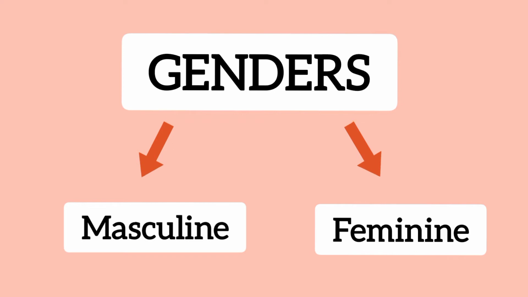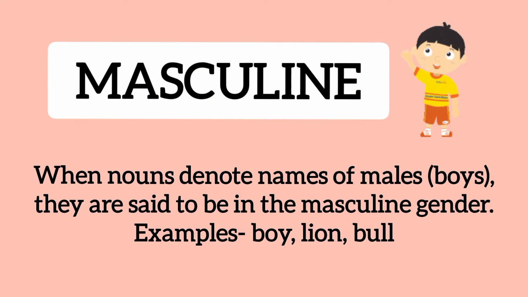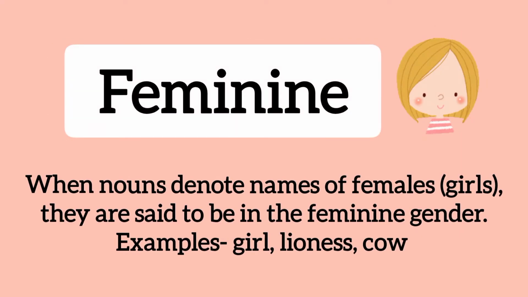Now let us see what is masculine gender and what is feminine gender. Now kids, when nouns denote names of males, boys, they are said to be in the masculine gender. Example, boy, lion, bull. All of the males and boys come under the masculine gender. Now kids, what is feminine gender? When nouns denote names of females or girls, they are said to be in the feminine gender. Example, girl, lioness, cow, all of them come under feminine genders. All boys are masculine and all girls are feminine.